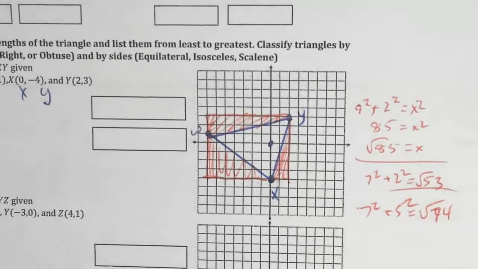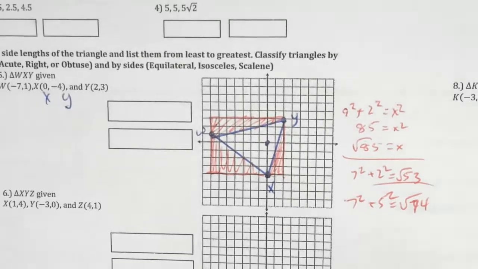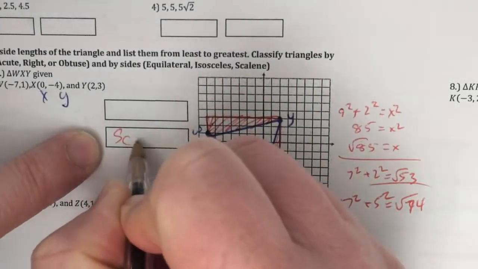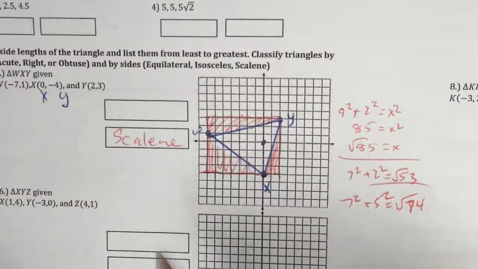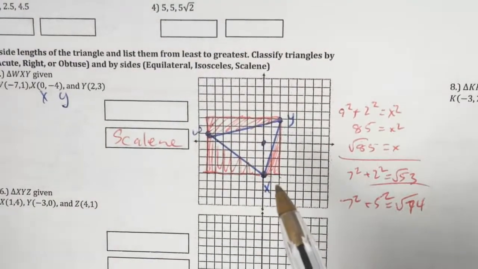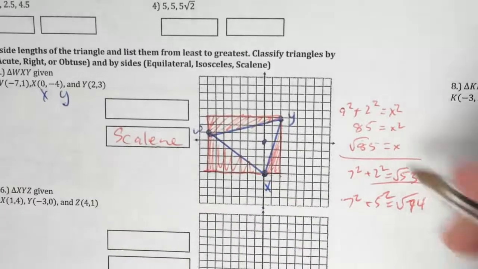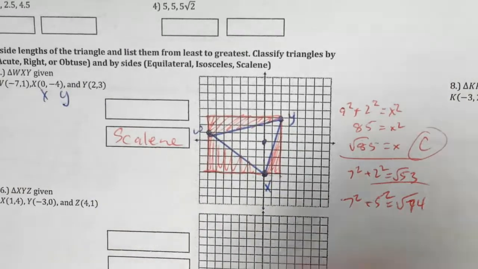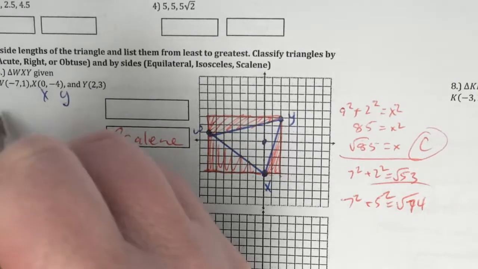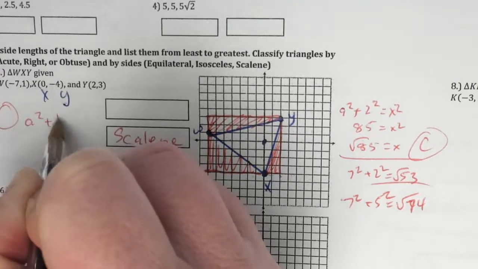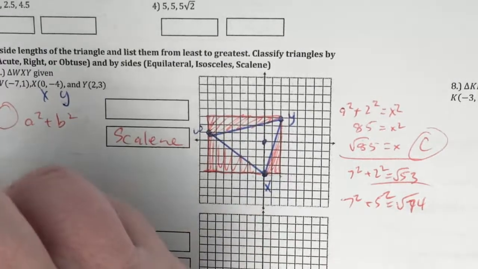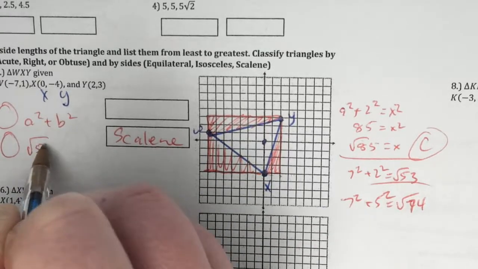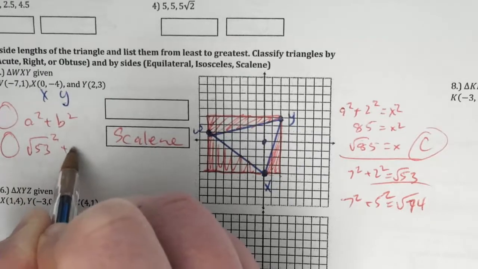Okay, so notice all the sides. All of them are different, right? So if all of them are different, then this is definitely scalene. And looking at this, I'm pretty sure it's not a right triangle. So what's the biggest side? We have the biggest side, so this would be my C, right? How does C squared compare to A squared plus B squared? So the biggest side, how does the square root of 85 compare to the square root of 53 and 74 squared?